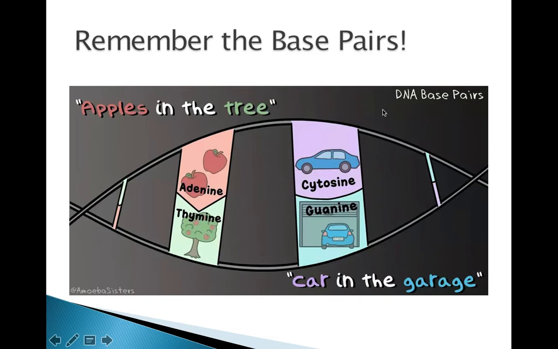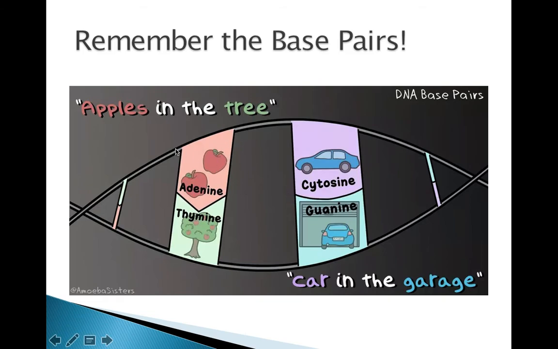So here's the bases. Apples in a tree and a car in the garage. Adenine is the A, and thymine is the T. You find apples on a tree, so you'll always find adenine with thymine. A always pairs with T. Then you have cytosine and guanine. C always pairs with G, just like a car can be found in the garage. You wouldn't find a car in a tree, and you wouldn't find an apple in a garage. Okay, you would find a car in a garage, C's and G's, apples and trees, A's and T's. That's a good way to remember how they go together.